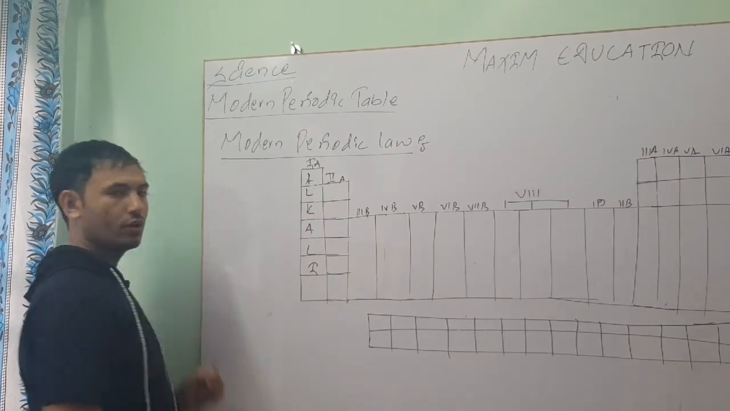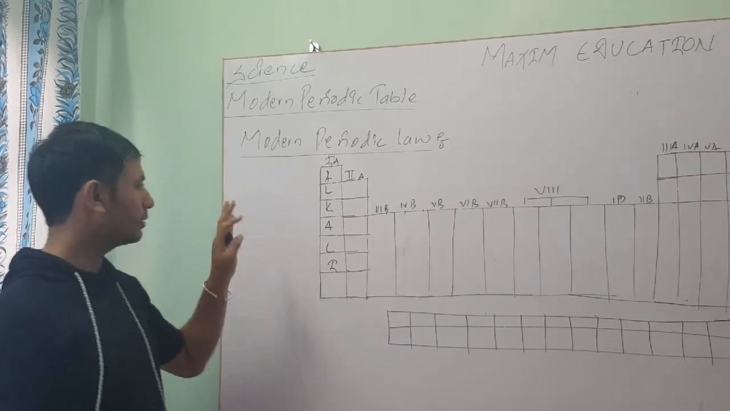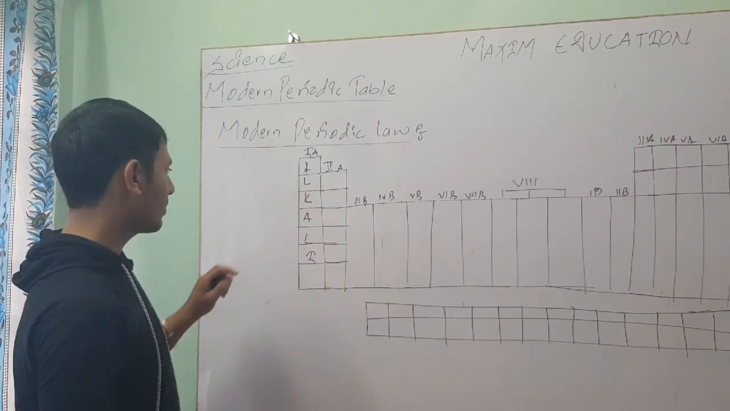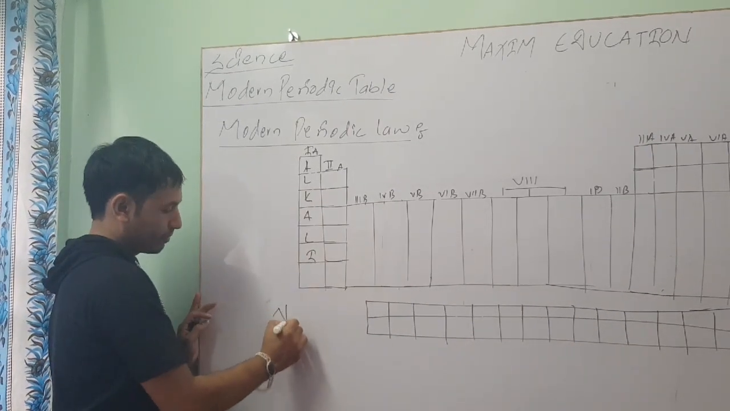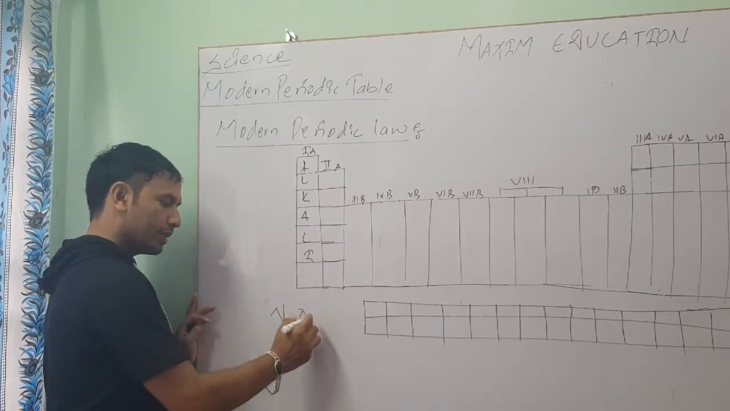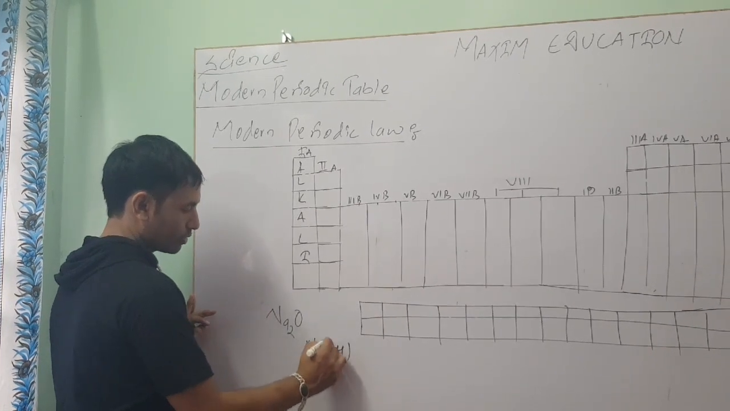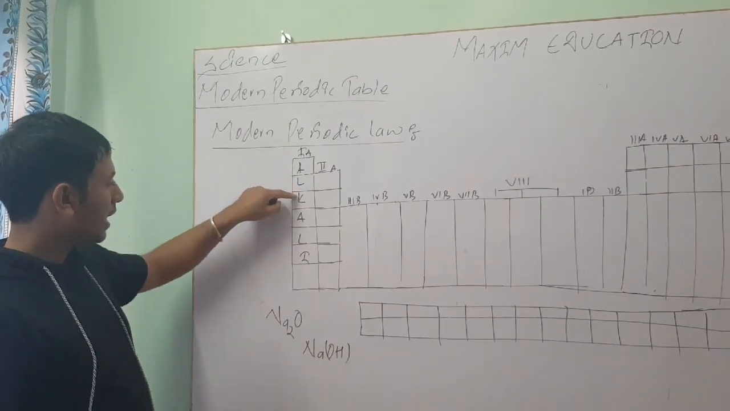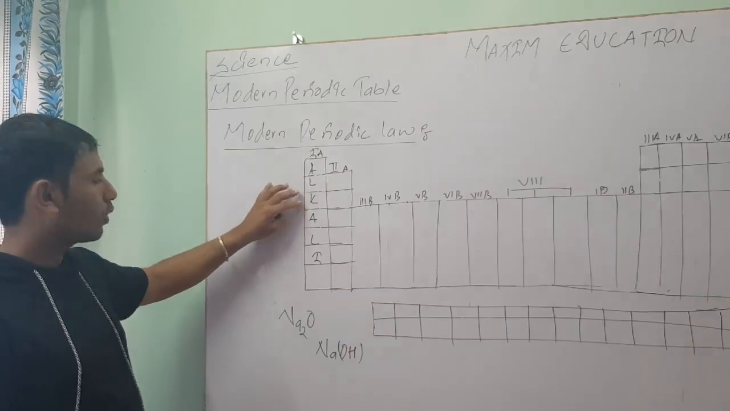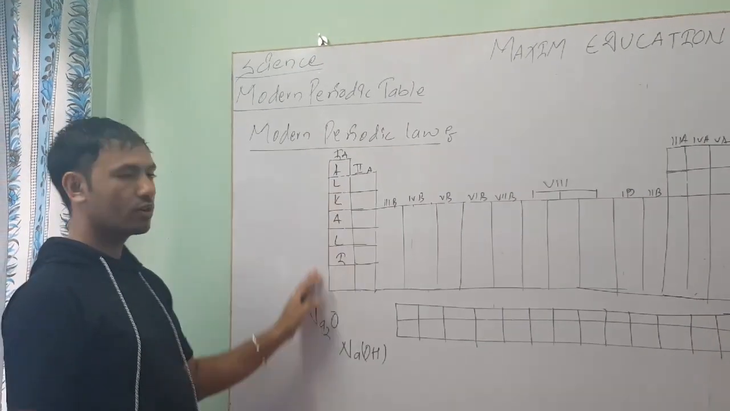They are called alkali metals. The elements of group 1A are called alkali metals because their oxides are soluble in water. For example, sodium, Na. Sodium oxide, Na2O. When we dissolve it in water, it forms sodium hydroxide, NaOH. It means the elements of group 1A have oxides soluble in water. Metallic oxides are soluble in water, so they are called alkali metals.